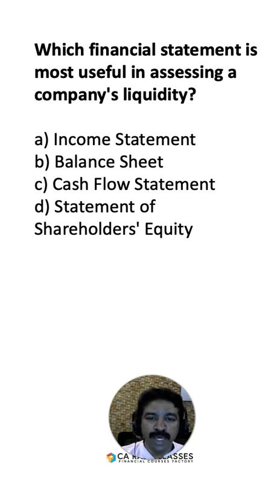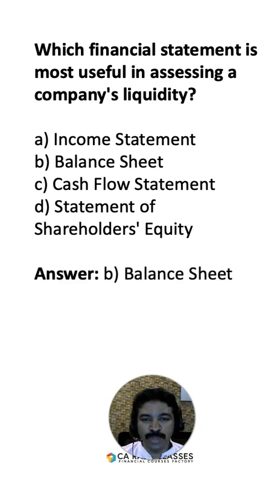So the leftover is balance sheet. The balance sheet will list out the current assets and current liabilities, apart from non-current assets, non-current liabilities and equity. So by comparing the current assets and current liabilities, you will be able to measure and understand the liquidity position of the entity. So the answer is item B, balance sheet.